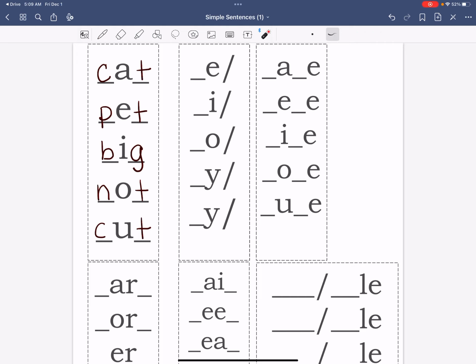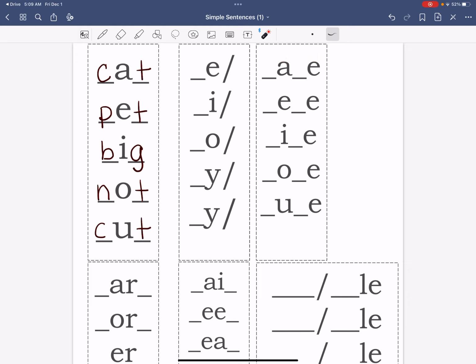The bossy E is when we have a word that has about 4 letters, or sometimes even 5 or 6 letters, but usually it's about a 4-letter word. The bossy E doesn't say anything. It's silent. I like to draw a little line across it like this to show that it's silent. But it does have a job. The job of the silent E is to make this vowel say its name.